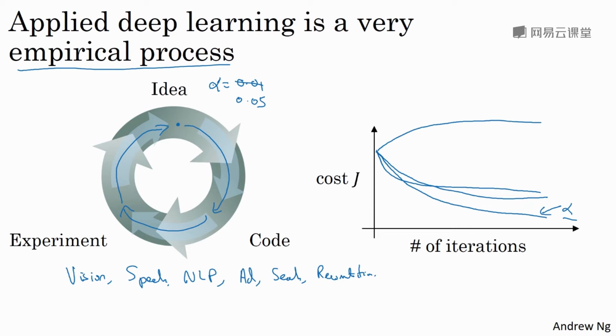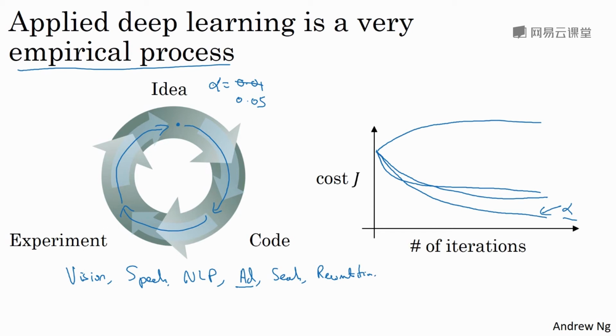So I often advise people, especially when starting on a new problem, to just try out a range of values and see what works. And in the next course, we'll see some systematic ways for trying out a range of values. And second, even if you're working on one application for a long time, maybe online advertising, as you make progress on the problem, it's quite possible that the best value for the learning rate or number of hidden units and so on might change.